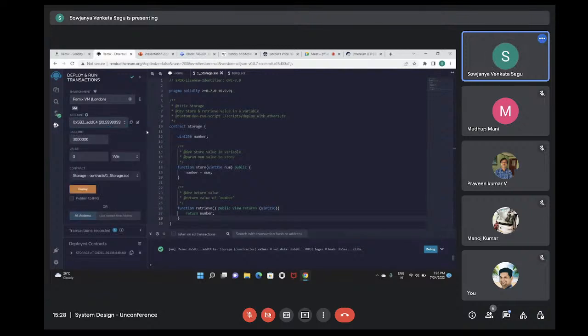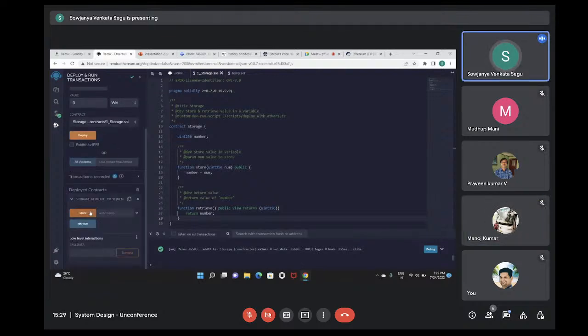For the deployment transactions, it will take some gas. So these are all contracts, right? You're writing. Yes, these are contracts. See, the store and the retrieve functions.